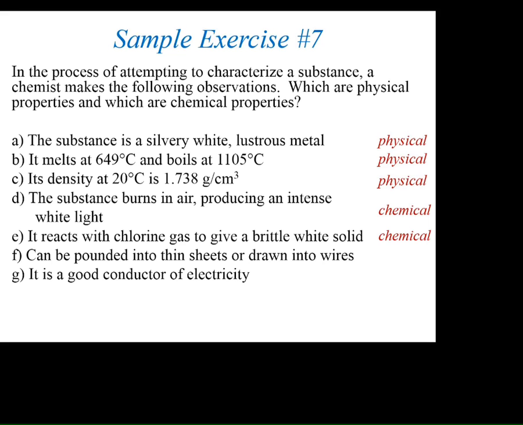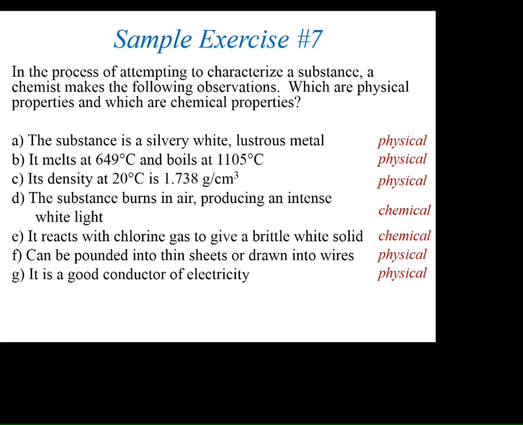You can take it and you can pound it out into sheets, or you can pull it out into wires. It's still just a physical change, right? You haven't actually changed it into something new. And you can conduct electricity through it, which is always the one that people aren't sure about. But it is still physical, right? So you pass electricity through a copper wire, it's still copper wire when you get done. It doesn't change it into something new.